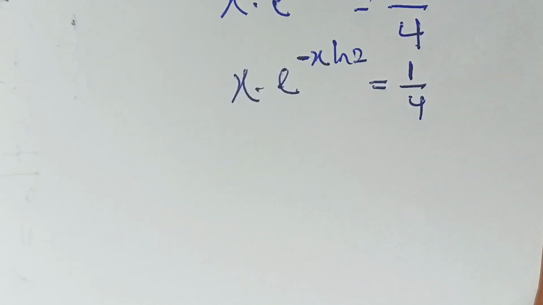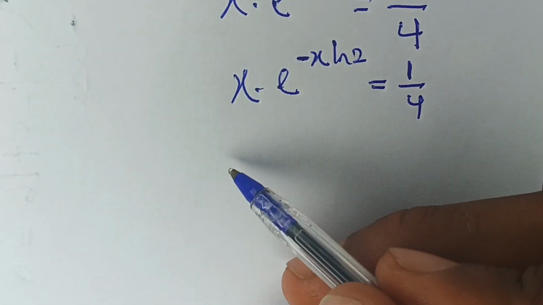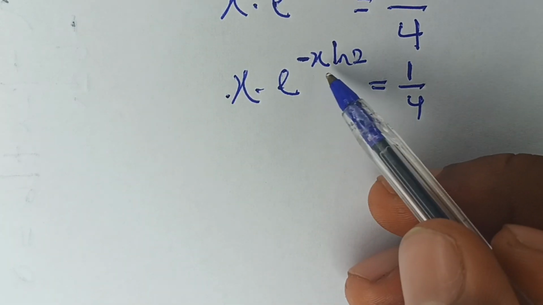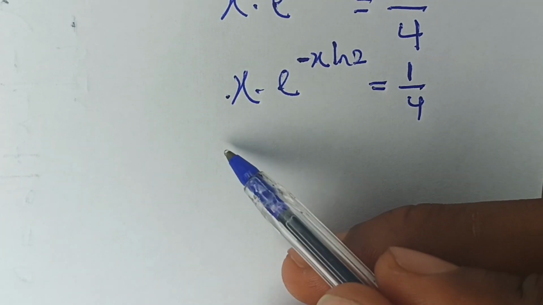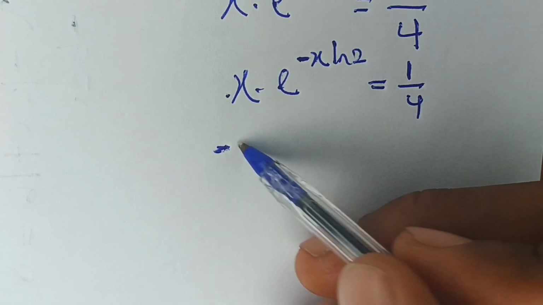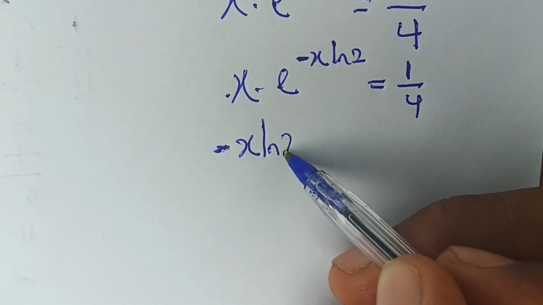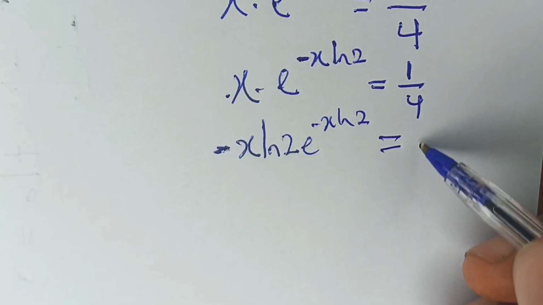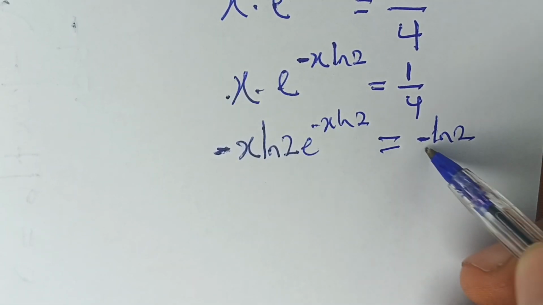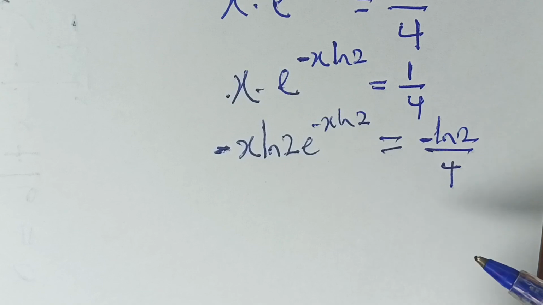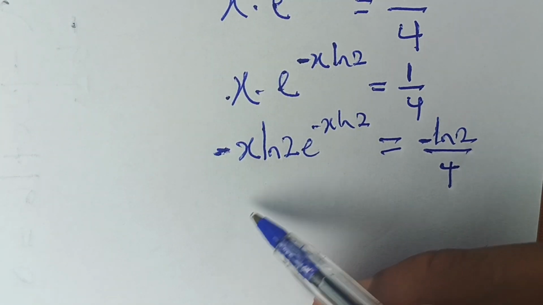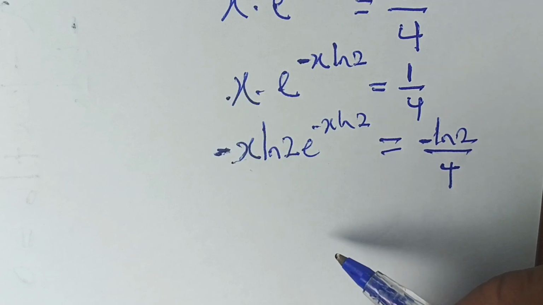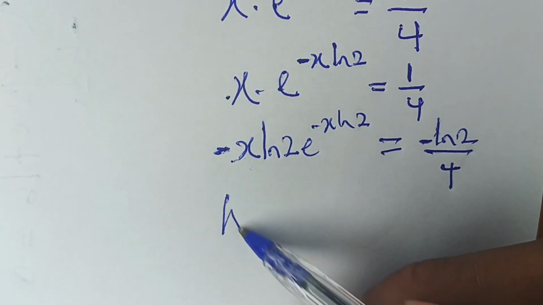Now moving on from here, let's multiply both sides by negative ln of 2 to make this and this the same. So we have negative ln of 2 times x, which is negative x ln of 2, times e raised to power negative x ln of 2, equal to negative ln of 2 divided by 4. Now at this juncture we have uniformity here, and it's looking like the Lambert W formula. So let's take the W of both sides.